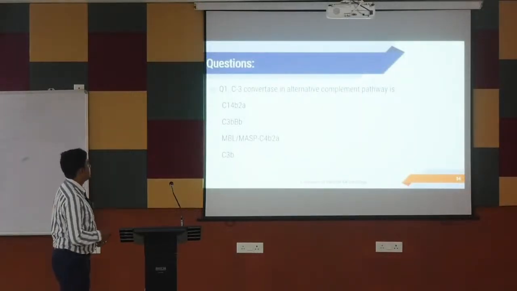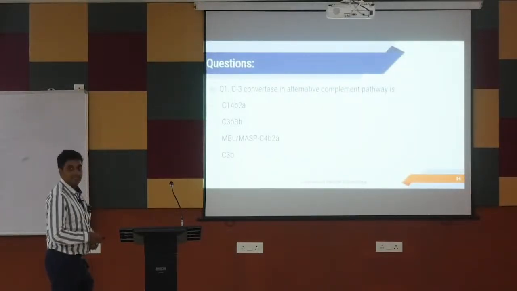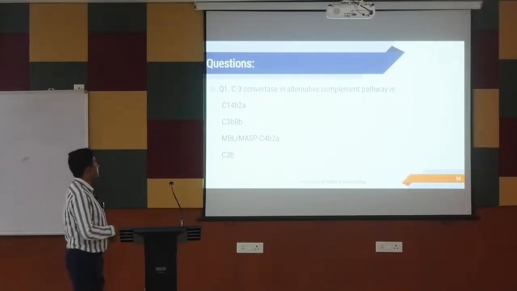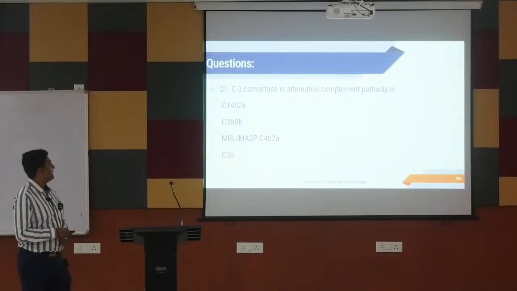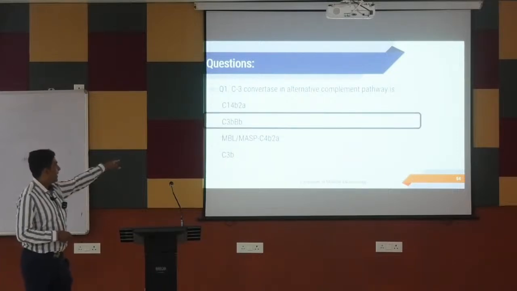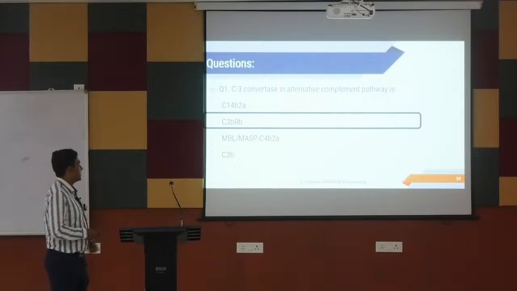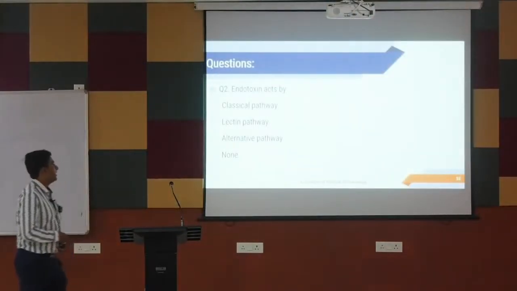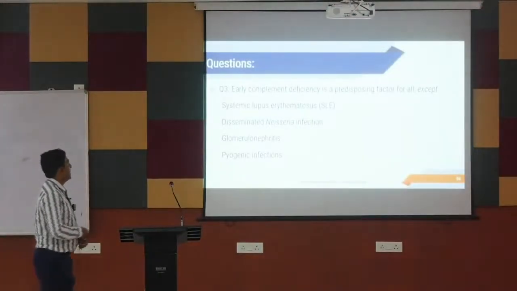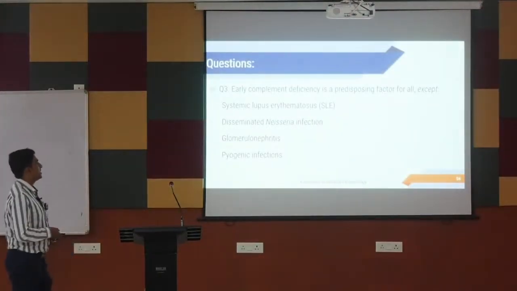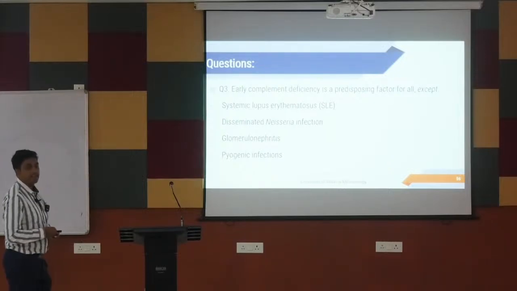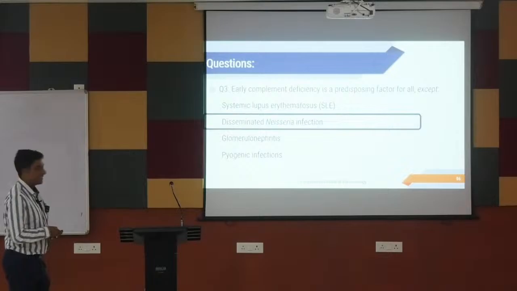C3 convertase is an alternative complement pathway for... in alternative complement pathway তে কি কোনটাকে বলা হচ্ছে বল? C3b। আর ম্যানোস বাইন্ডিং লেকটিন পাথওয়েতে হচ্ছে MBL-MASP ওইটা। Endotoxin acts by alternative pathway. Early complement deficiency is a predisposing factor for all like SLE, glomerulonephritis, pyogenic infection except Neisseria.